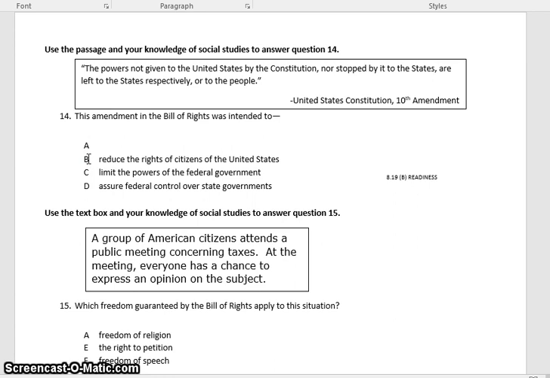B. Reduce the rights of citizens of the United States. C. Limit the powers of the federal government. Or D. Assure federal control over state governments.